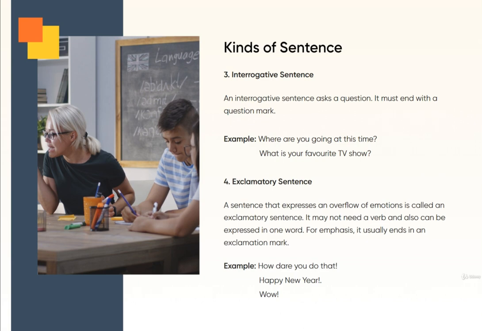4. Exclamatory sentence. A sentence that expresses an overflow of emotions is called an exclamatory sentence. It may not need a verb and also can be expressed in one word. For emphasis, it usually ends in an exclamation mark. Example: How dare you do that! Happy New Year! Wow!